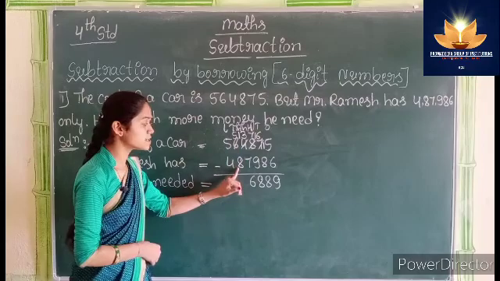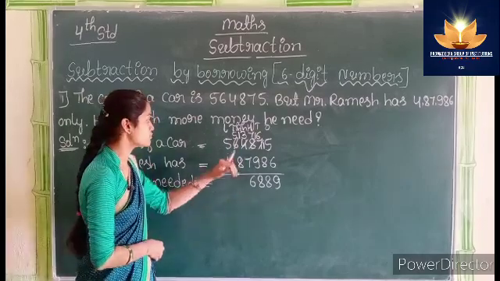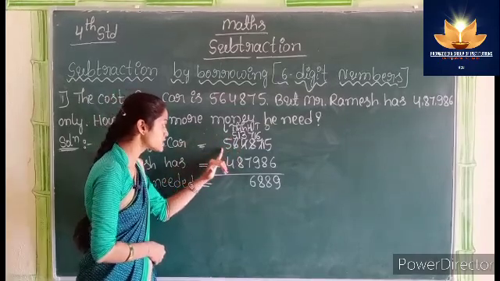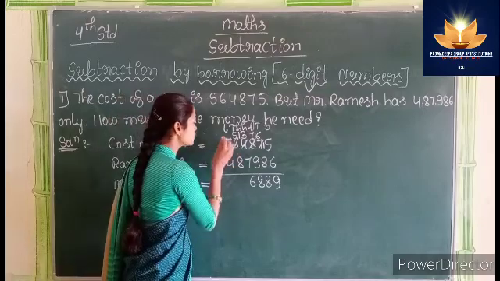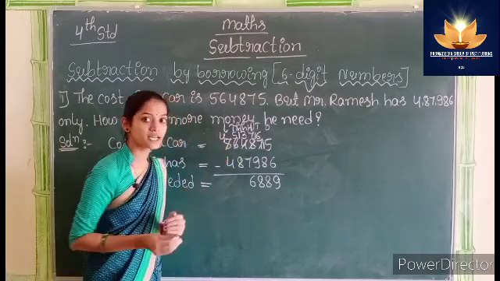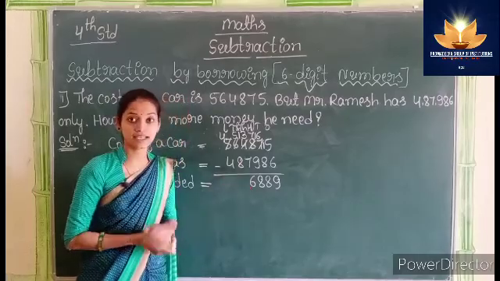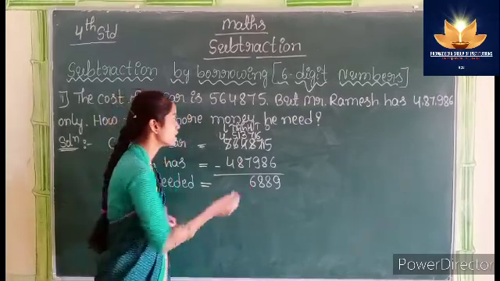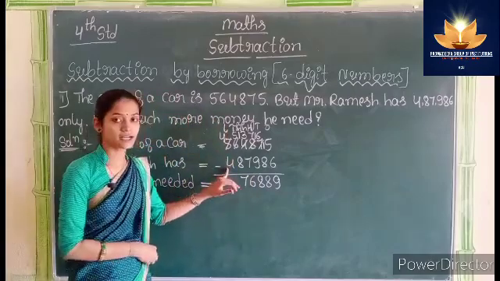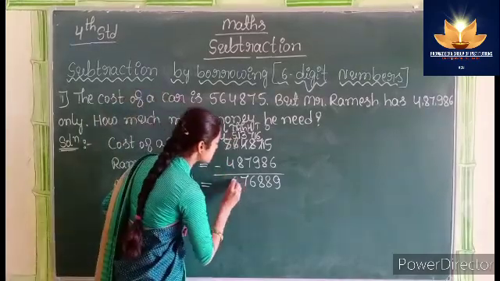Then 5 minus 8, again here 8 is a greater number, we cannot subtract 8 from this 5, that's why we have to borrow 1 lakh from this 5 lakhs. Then 5 lakhs become 4 lakhs, and in this 10,000s place 5 10,000s become 15 10,000s. 15 minus 8, that is 7, and that 7 should be written in this 10,000s place. Then 4 minus 4, that is 0, right? That 0 should be written in this lakhs place.